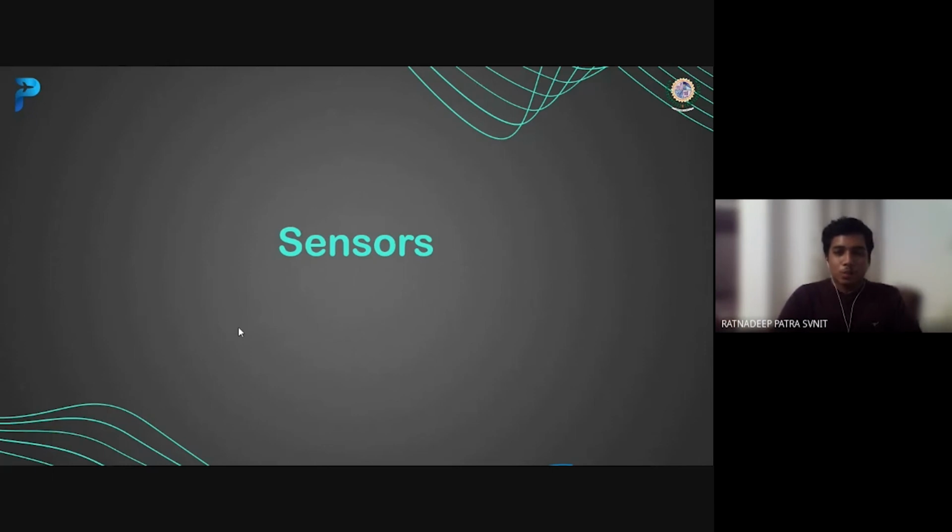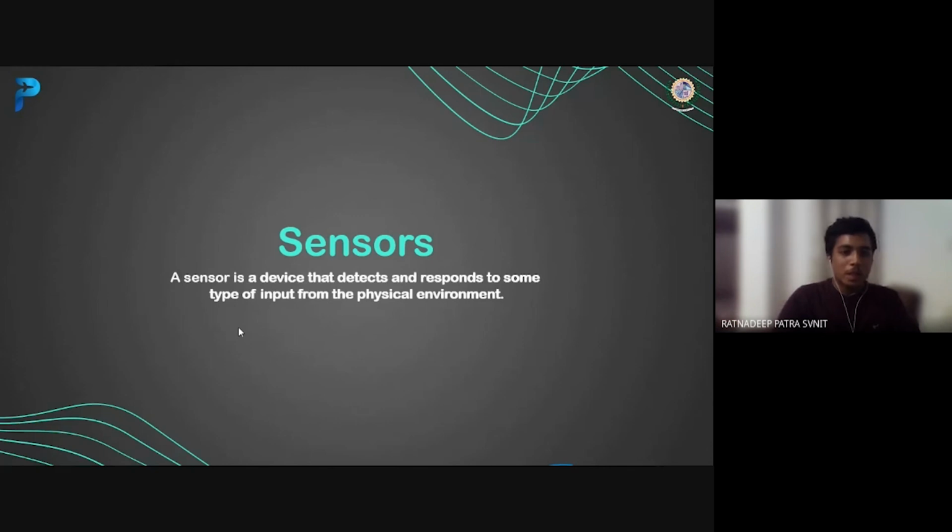Yeah, so you are right. Depending on the physical environment, it is a device that detects and responds to some type of input from the physical environment, and it converts this input into some output that can be processed by processing units like the microcontrollers, the microprocessors, or the embedded computing boards that we saw earlier. So it basically converts the data from the physical environment into a form that the processing unit can work on.